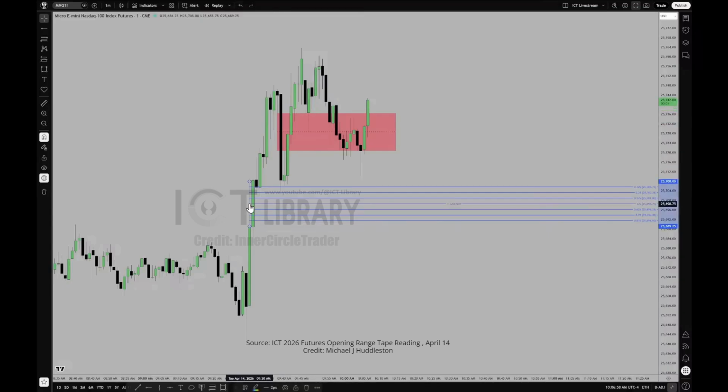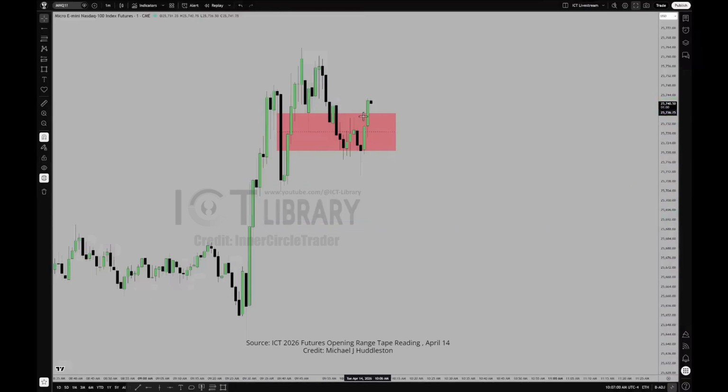Let's start with this wick here. This in here becomes potential inversion. So now that it's outside of it, you watch it like this. Watch this little separation as well, because if we get above that on a body basis, it might use it as a foothold to spring up into that high there. I'm sorry, not low, good grief, high.